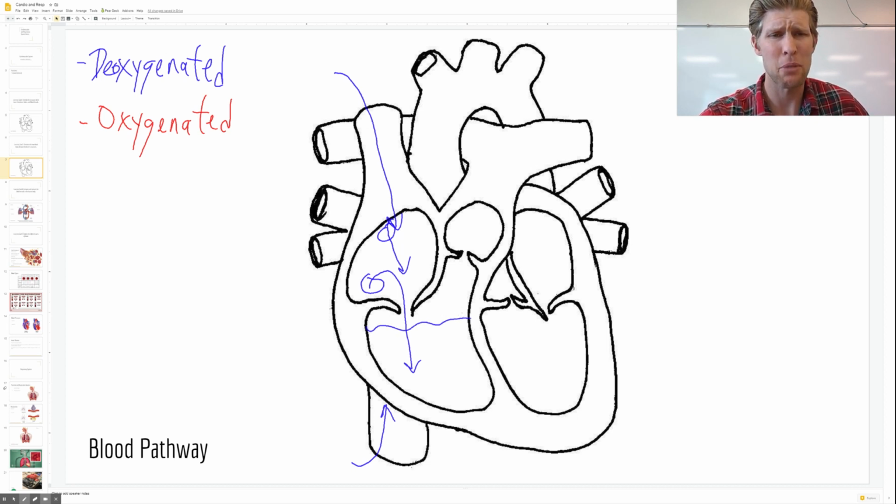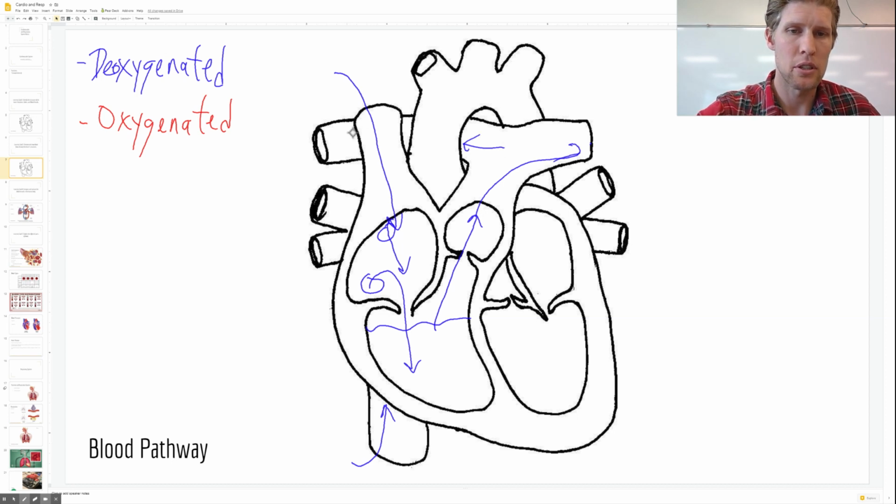Now remember, this happens so fast, and all the blood in your whole body pumps through your heart every minute, pretty much. So it's going to come through, it's going to fill up, ventricles will contract, and the blood will be pushed out the pulmonary valve into the pulmonary arteries, which lead to the lungs.